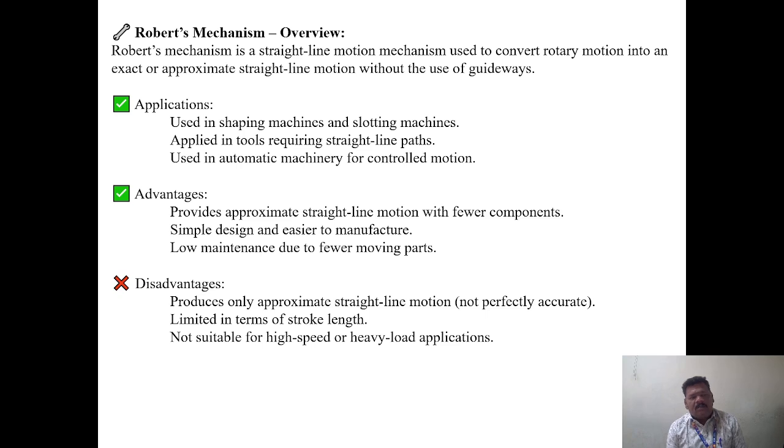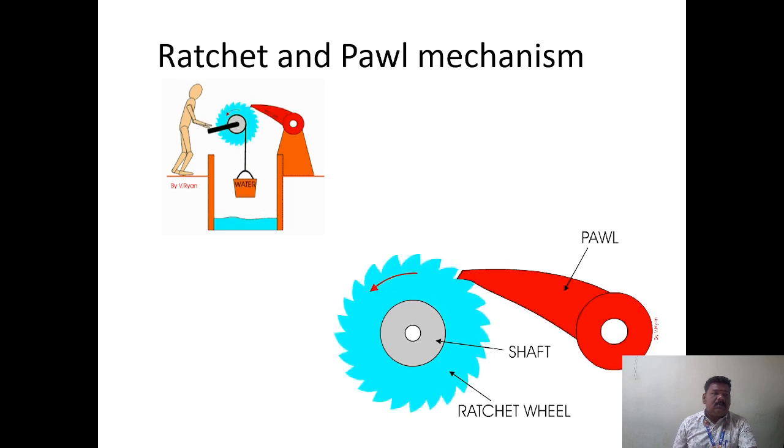The applications are shaping machines and slotting machines, tools requiring straight line paths, and automatic machinery for controlled motions. And the advantages are it provides approximate straight line motion with fewer components, simple design and easier to manufacture, low maintenance due to fewer moving parts. And finally the disadvantages are it produces only approximate straight line motion, not a perfectly accurate motion, and limited in terms of stroke length, not suitable for high speed or heavy load applications.